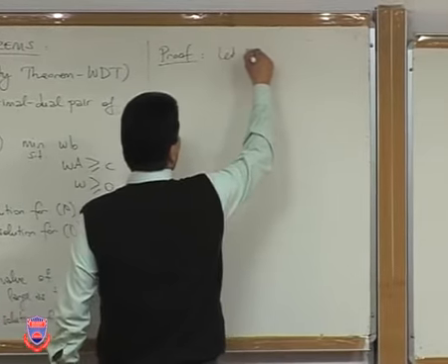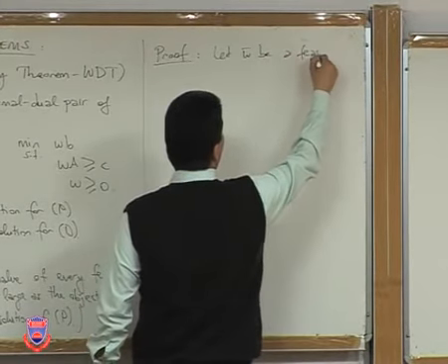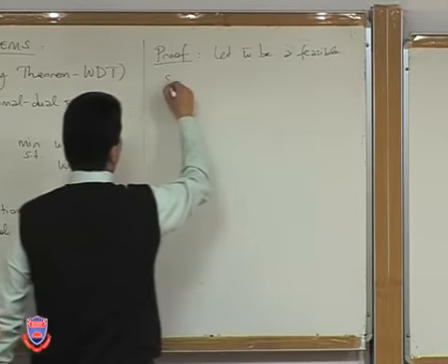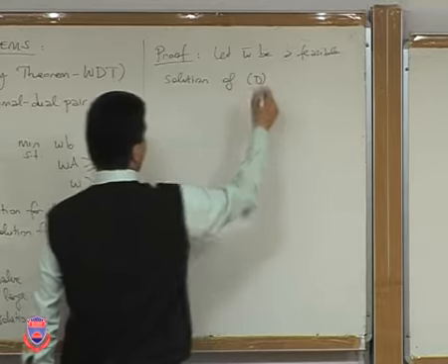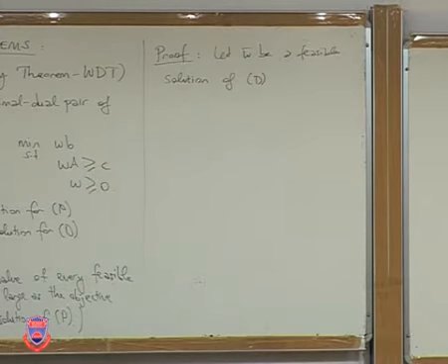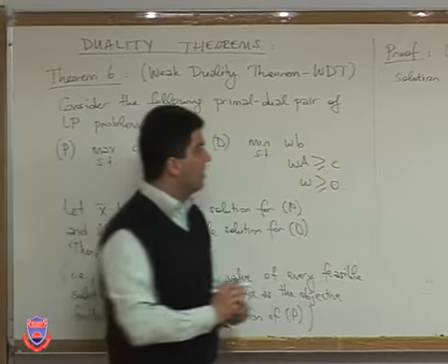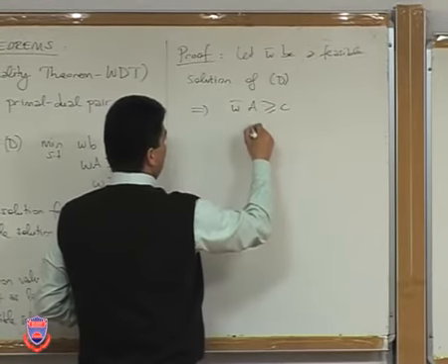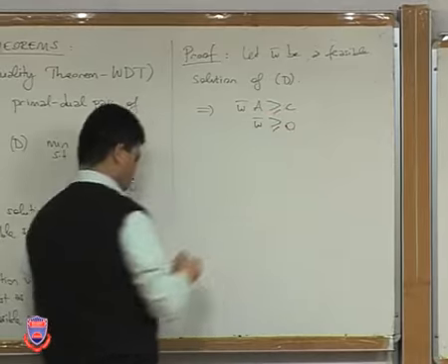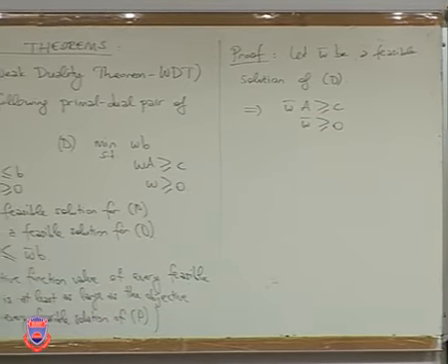let w bar be a feasible solution of D. By definition of feasibility for the dual problem, w bar should satisfy all of these requirements, right? So this implies that w bar times A is greater than or equal to C, and w bar is non-negative. Remember, w bar is actually a row vector, so it contains m variables for the dual problem.